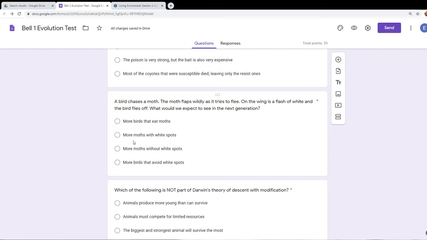More moths that eat birds, more moths with white spots, more moths without white spots, or more birds that avoid white spots?